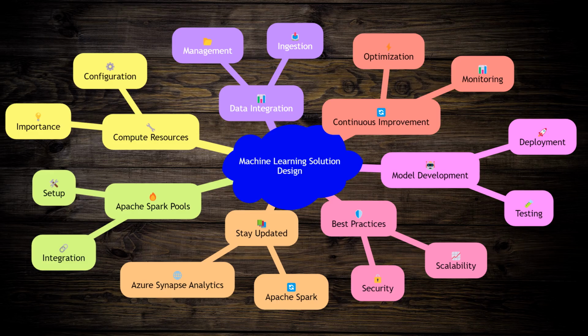Configuring attached compute resources, including Apache Spark pools, is a critical aspect of designing and preparing a machine learning solution. By understanding the importance of compute resources, setting up and configuring Spark pools, integrating data, developing and deploying models, and following best practices, you can build efficient, scalable, and secure machine learning solutions. The next steps involve applying these concepts to your own projects, continuously monitoring and optimizing your resources, and staying up to date with the latest advancements in Azure Synapse Analytics and Apache Spark.